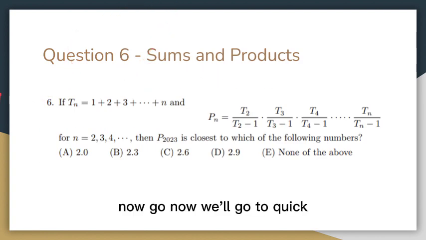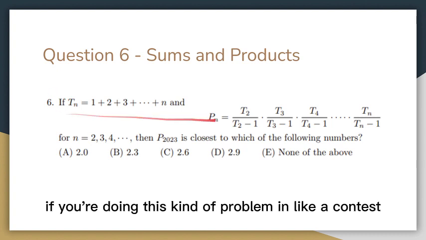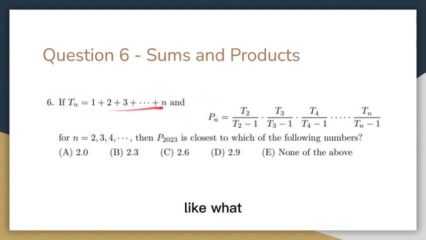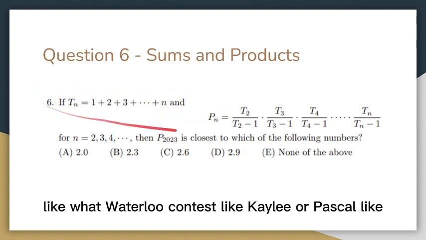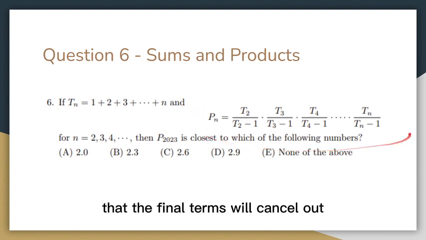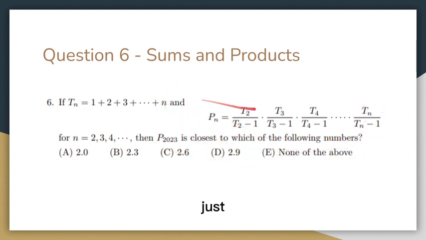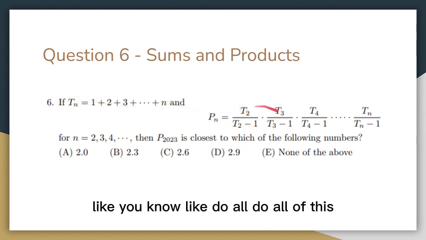Now we'll go to question 6, which is about some sum and product stuff. Also, I have to give you advice: if you're doing this kind of problem in a contest, like a Waterloo contest, like Cayley or Pascal, you should always assume that the final terms will cancel out, because there's no way that they will want you to do all of this.